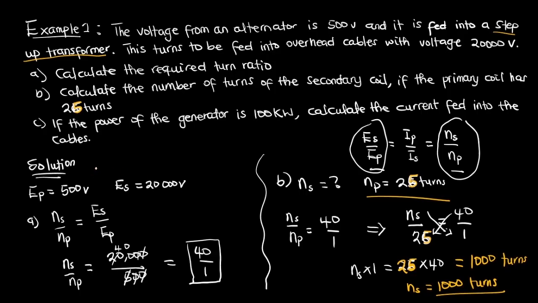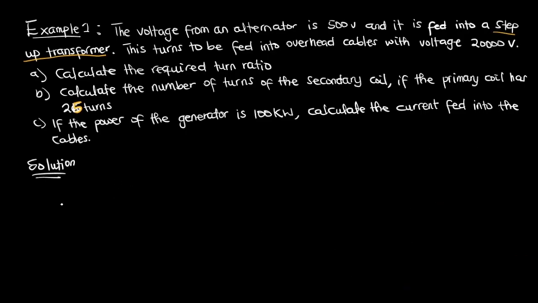All right, so from here, let's look at the C part, which says that if the power of the generator is 100 kilowatts, we have to calculate the current fed into the cables. Now remember, the current fed into the overhead cables becomes the current output, or I secondary, or IS. So let me get some space, and then we quickly look at the solution to that particular part.